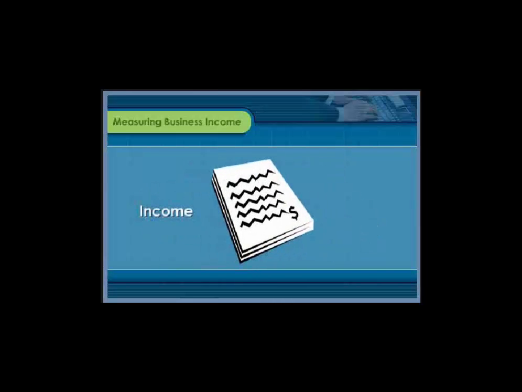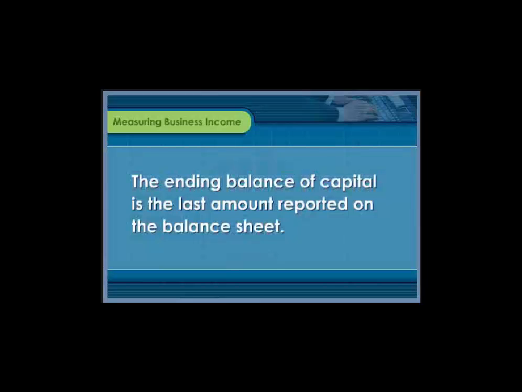Income, shown on the income statement, increases the owner's capital, which also appears on the statement of owner's equity. The ending balance of capital is the last amount recorded on the balance sheet.